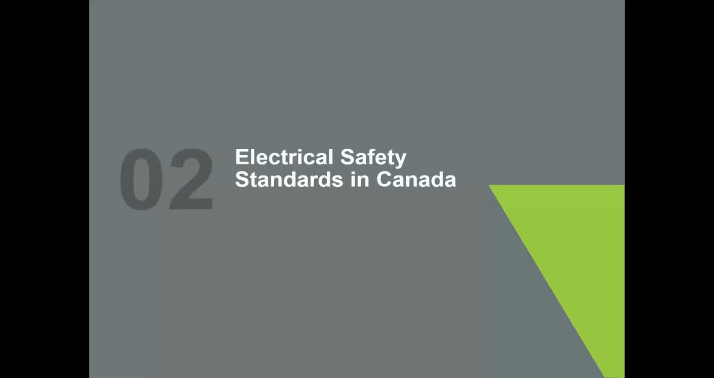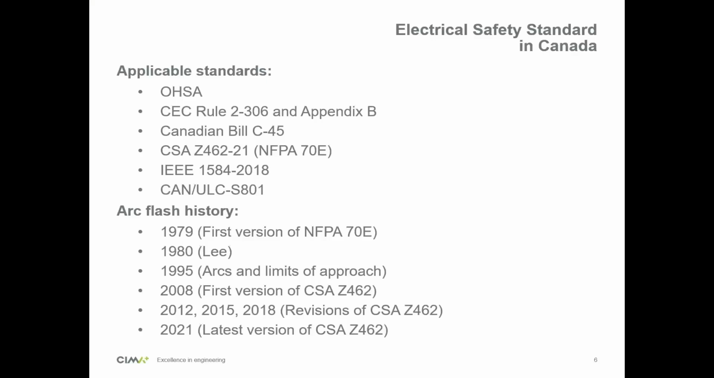So, as a small introduction, the electrical safety standards that apply in Canada. We'll start with the Occupational Health and Safety Act, which is a law that applies in Canada. We have the Canadian Electrical Code, which contains Rule 2306 and also Appendix B. This rule refers to the CSA Z462. Sometimes I get asked by clients, is the CSA Z462 mandatory by law? Well, not directly, but it's called upon in the Electrical Code and in Rule 2306, and also in all the provinces' individual codes.